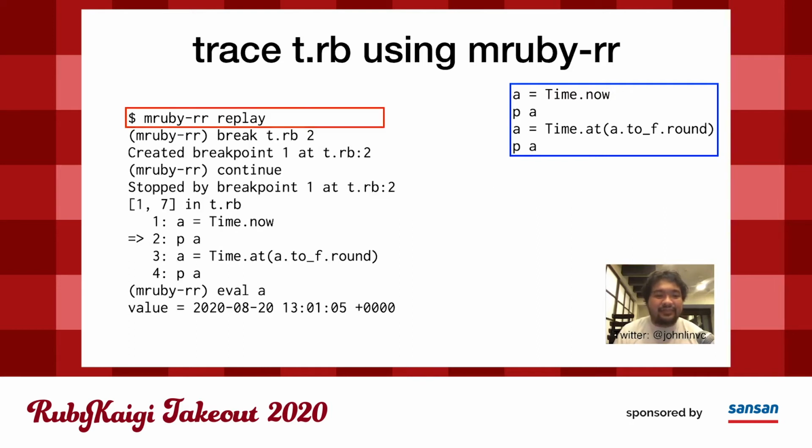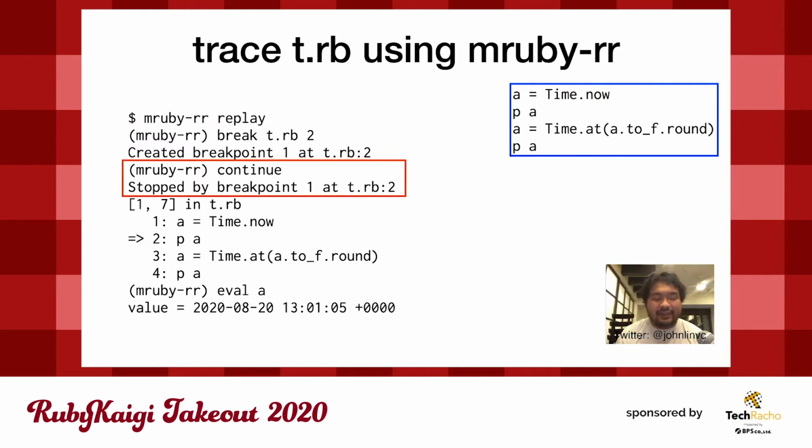And then next we run replay. So after we start the mruby-rr, we can tell it to break at the second line of t.rb. So we create a breakpoint. And then just like we did in mrdb, we tell it to continue execution. So it will stop at the second line of t.rb.